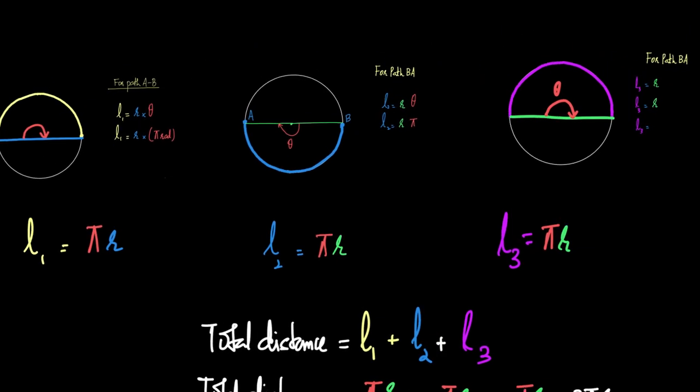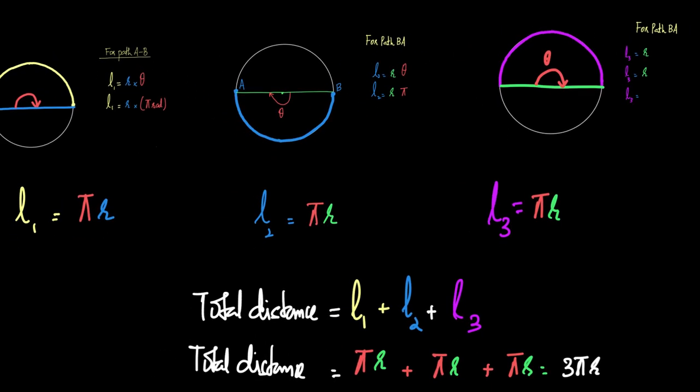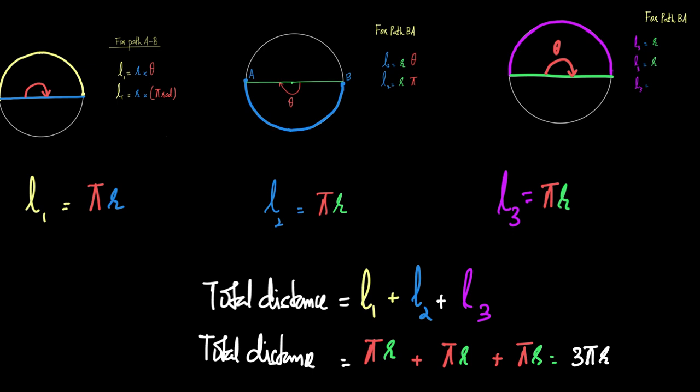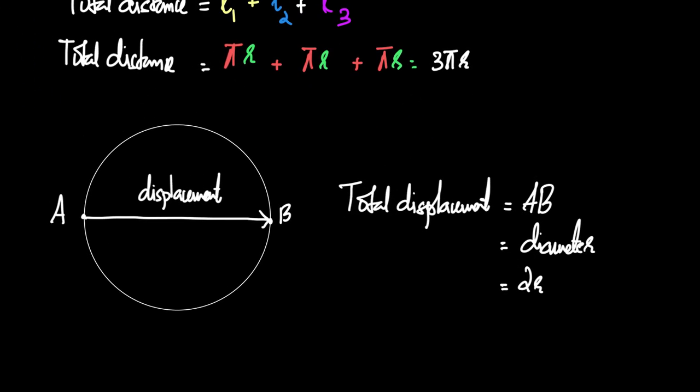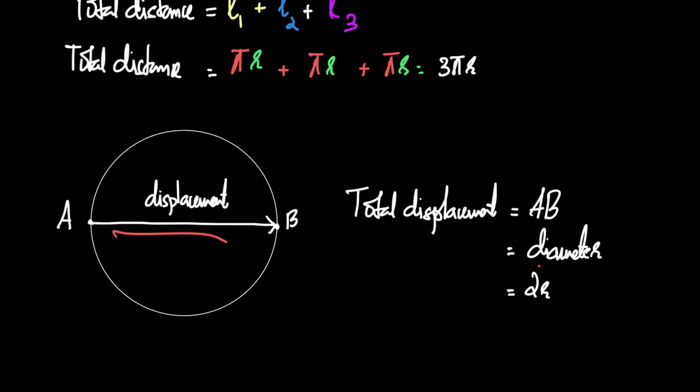which gives us, by combining these three, L1 is equal to pi r, L2 is equal to pi r, L3 is equal to pi r, and therefore the total distance is sum of these three, L1 plus L2 plus L3, which gives pi r plus pi r plus pi r, which is 3 pi r. Now, for the total displacement, we know it is AB, which is equal to the diameter, which is 2r, and therefore the values are 3 pi r and 2r.